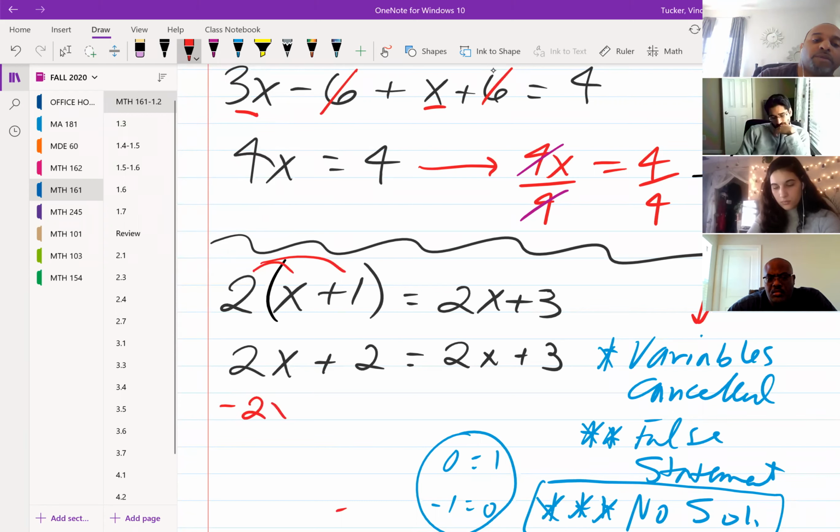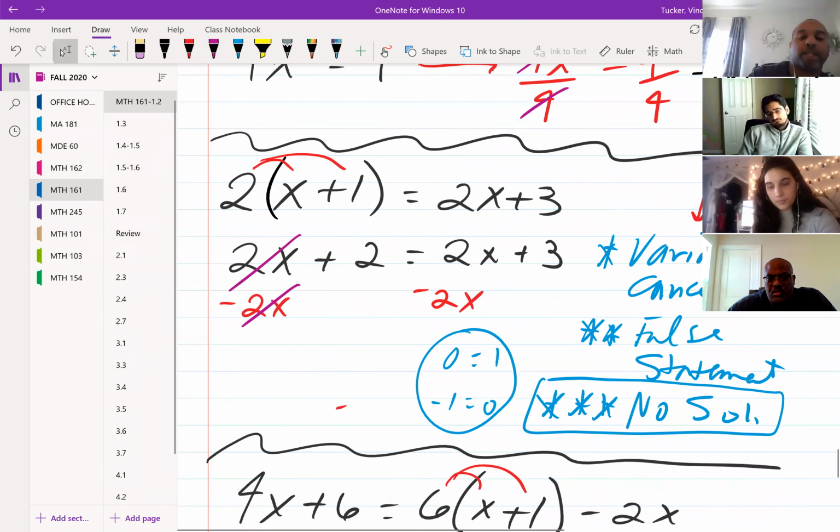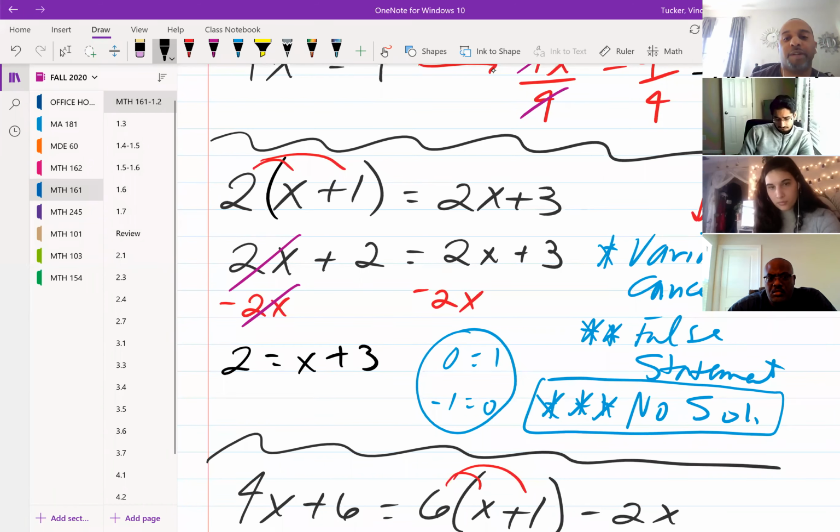Now to solve, I will subtract 2x from both sides. So 2x minus 2x will cancel. The special thing about this one is that a lot of times people are afraid to let math happen. They will let 2x and 2x cancel on the left and write 2, but then on the right, they will write x plus 3. But you can't do that. If 2x minus 2x cancels on the left, then 2x minus 2x also cancels on the right.